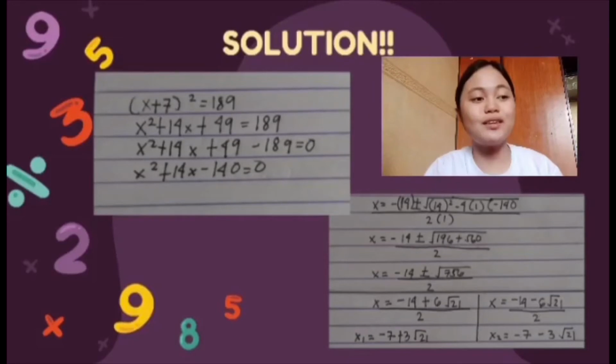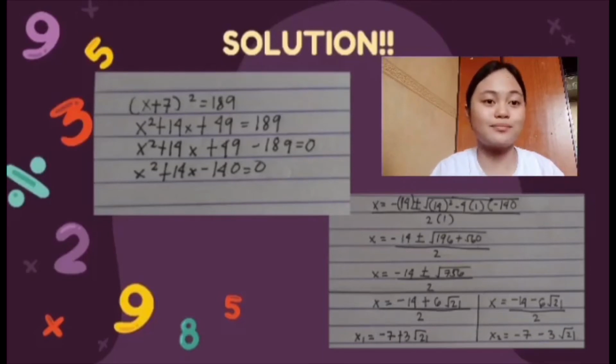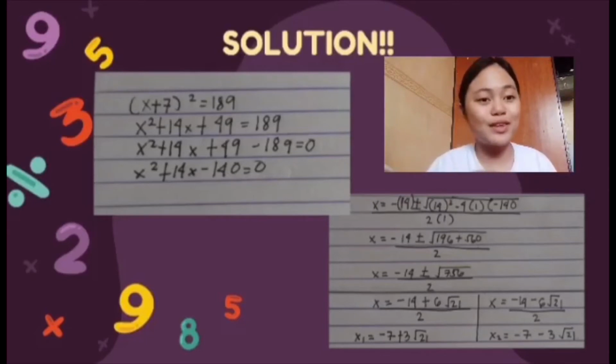X is equal to negative b, which our b here is 14. So x is equal to negative b plus or minus square root of b squared, which our b squared here is 14 squared, minus 4, a here is 1, and our c here is negative 140, all over 2 times 1. Now let's multiply 14 times 14, that will be 196, and we'll multiply 4 times negative 140, that will be 560.